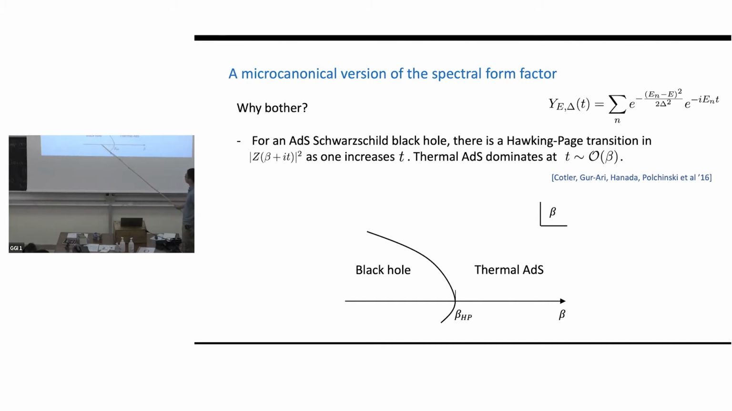So if you start at some place, for example here, you start in the black hole phase and you increase the imaginary part in beta plus iT, so you go up there. At some t that is relatively short, you actually transit into the thermal AdS phase. This is also saying that if you really care about the spectrum of the high energy states corresponding to the black hole, it's better to consider the microcanonical example rather than the canonical example.